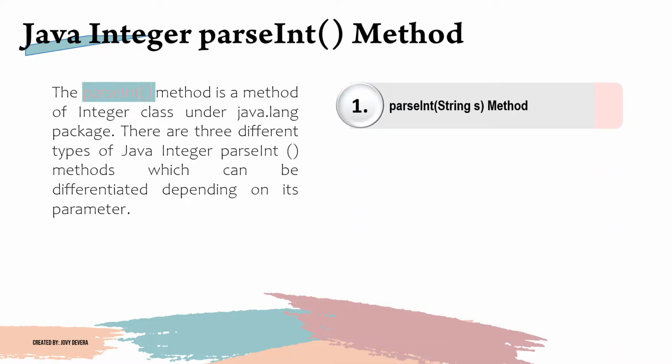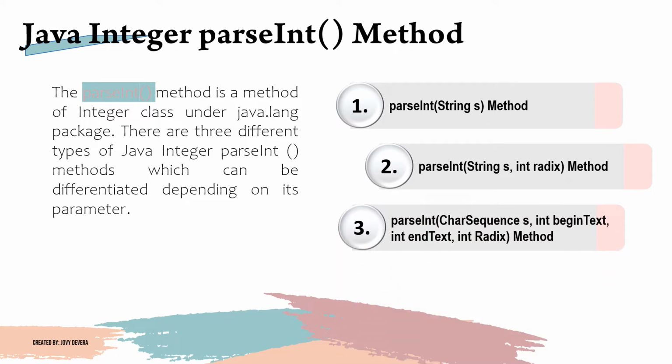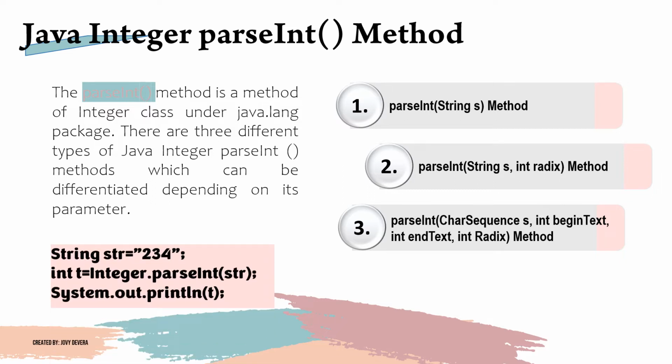The first one, the parseInt method with one parameter. The parameter here is string. The second one, the parseInt method with two parameters. The first parameter is string followed by an integer. And the third parseInt method has four parameters. In this demonstration, I will be focusing only on the first method, in which it contains one parameter.